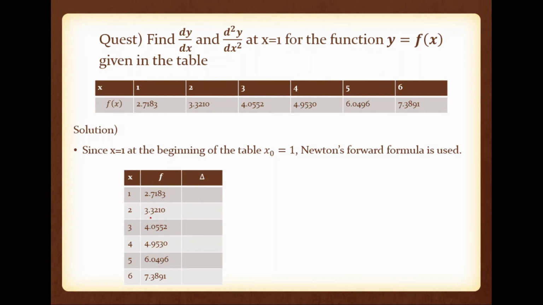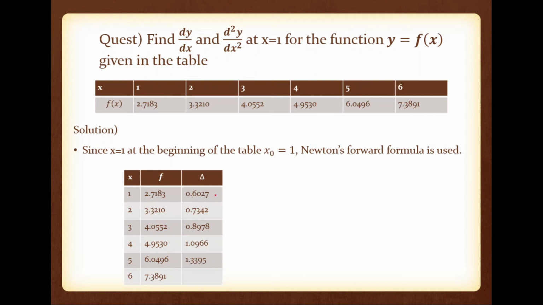So we have 3.3210 minus 2.7183, that is mapped here. 4.0552 minus 3.3210, that is mapped here, etc. So the first order finite forward differences are 0.6027, that is the difference between 3.3210 and 2.7183, then 0.7342, 0.8978, 1.0966 and 1.3395. So these are the first order finite forward differences.